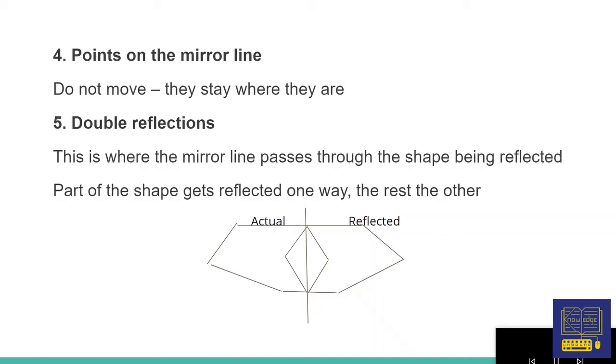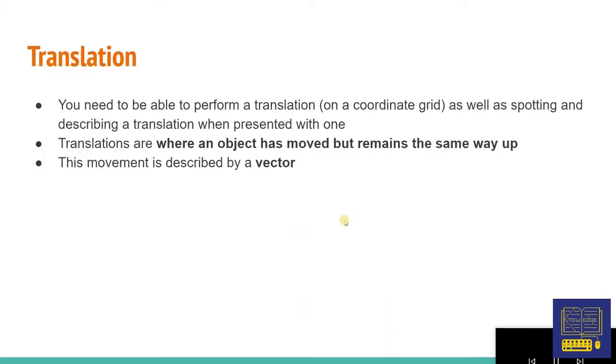This is where the mirror line passes through the shape being reflected. Part of the shape gets reflected one way, rest the other. As you can see in the figure, actual shape is this one and the reflected one is this. Got it right? Moving on to the third one, translation.